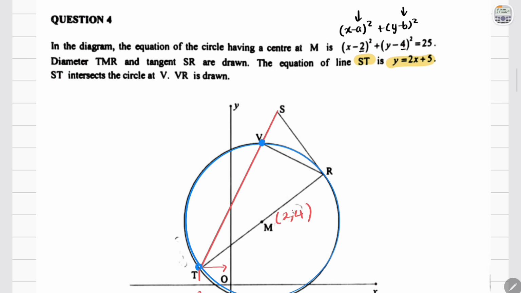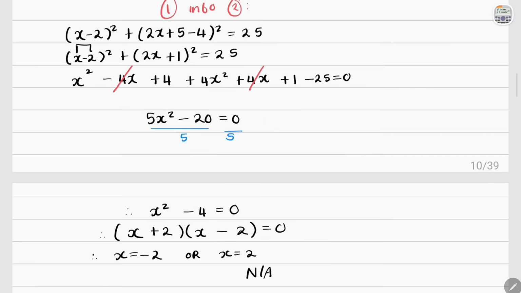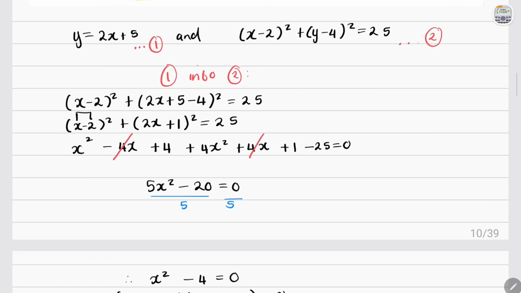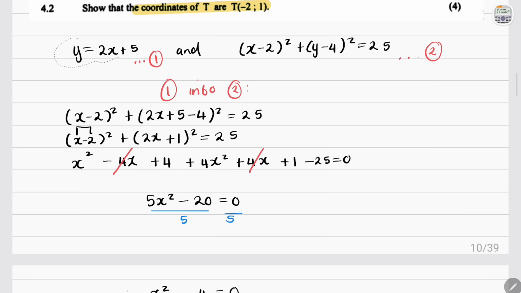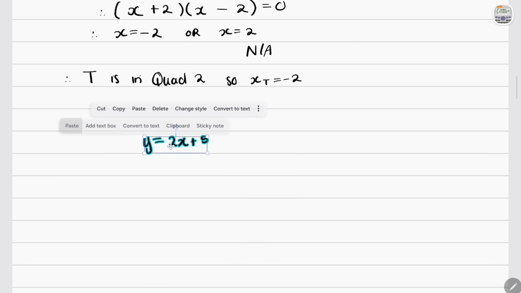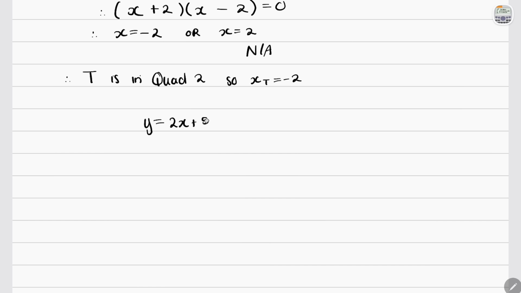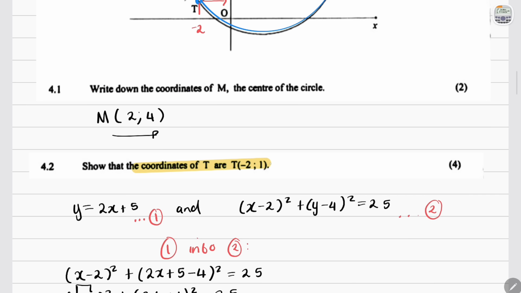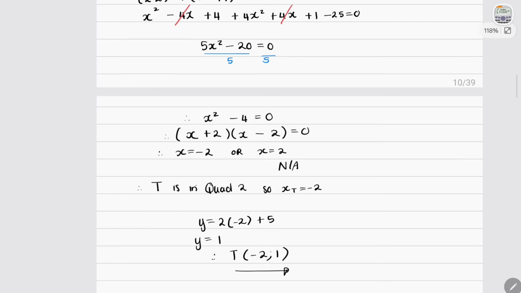Okay, so there's our equation, y equals 2x plus 5, which you already had. We'll just take this and substitute that x value and get your answer. So finally, y equals 2 times negative 2 plus 5, and that's going to be negative 4 plus 5, which is 1. So T is simply negative 2 and 1, and you can just check that is correct. Okay, so that is our answer there.